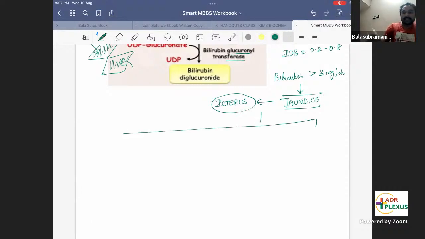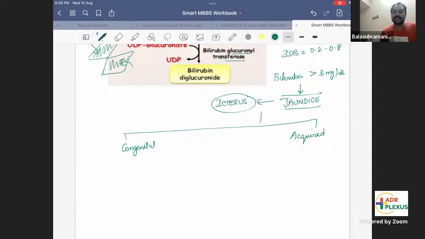Okay. Now, this jaundice classification itself is a short note or an essay. So if you want to write, you will write like this. Jaundice can be classified into congenital jaundice or acquired jaundice. Congenital jaundice means it is present at birth. Acquired jaundice means you are born, you do well, and then during the course of your lifetime, you develop jaundice.